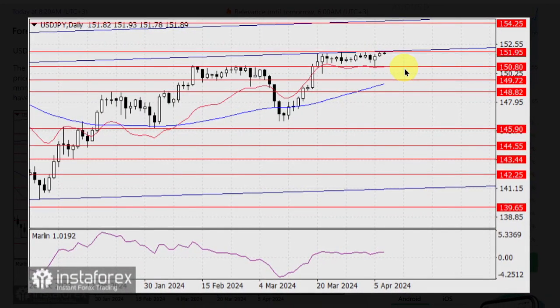The USDJPY pair covered the entire range of target levels 150.80 and 151.95 in 2 days. On Friday, the price turned upwards from the balance line, the red moving average, and from the level of 150.80. This morning, the upper boundary of the range and the embedded line of the global price channel, blue, have been tested.